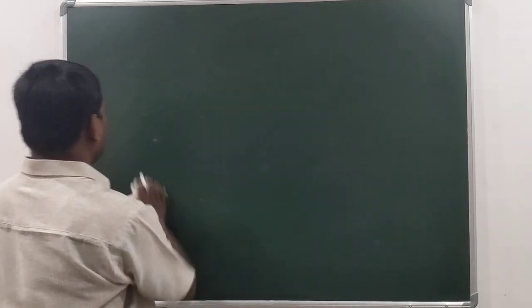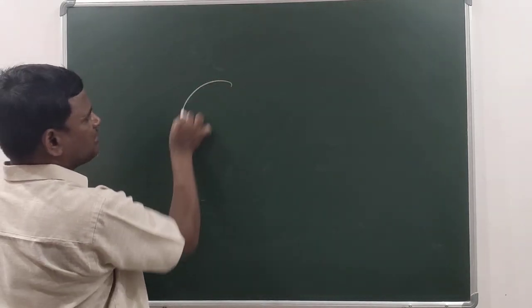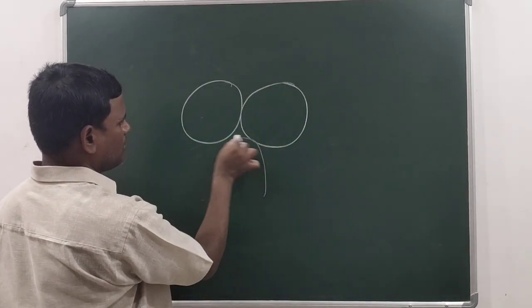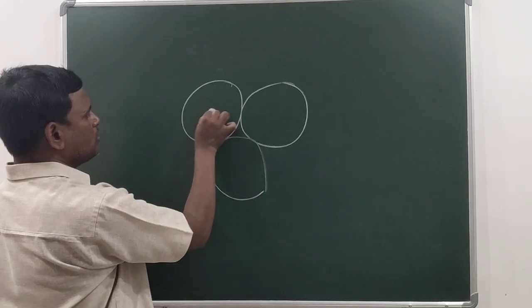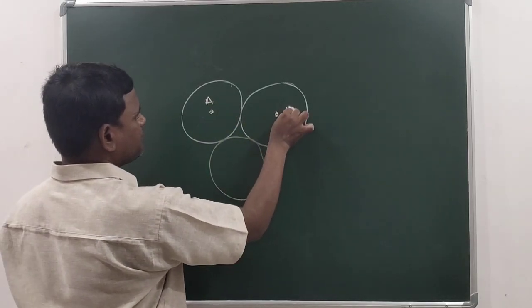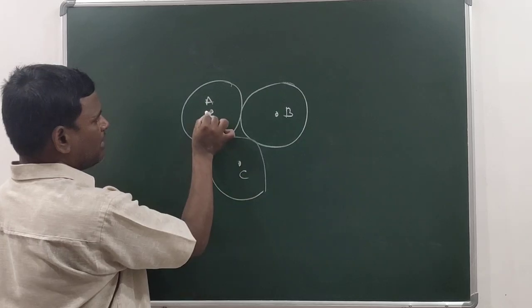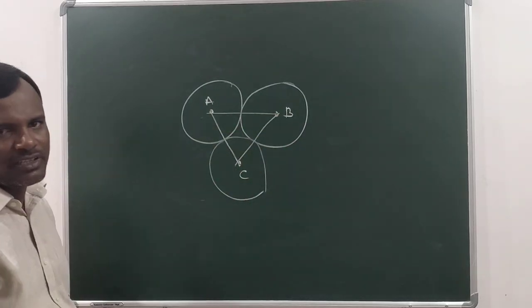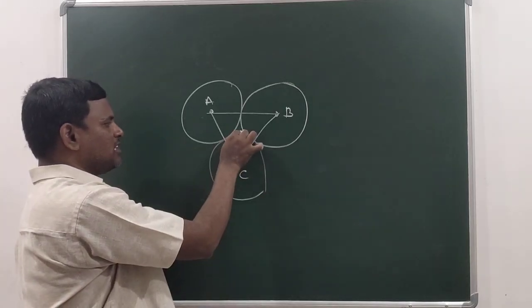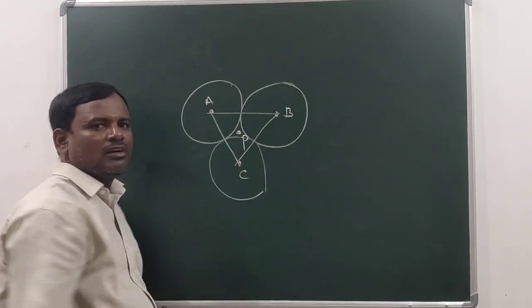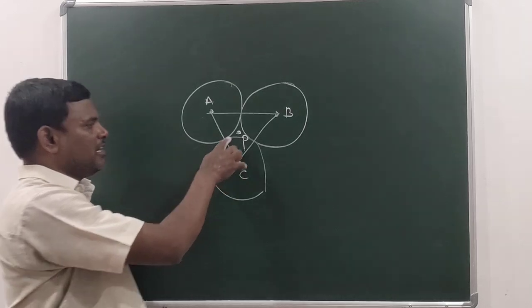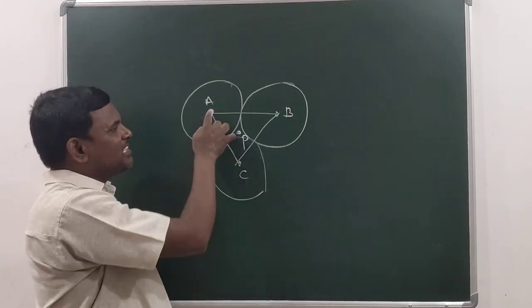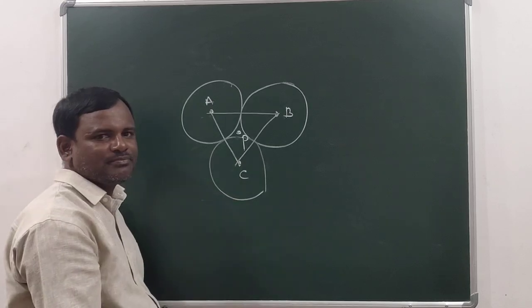Now let us go to one more point. If three circles touch externally, assume their centers as A, B, C. Now connect these centers. You get a triangle ABC. For these three circles you will get the radical center here. Now this radical center is the incenter of this triangle ABC.